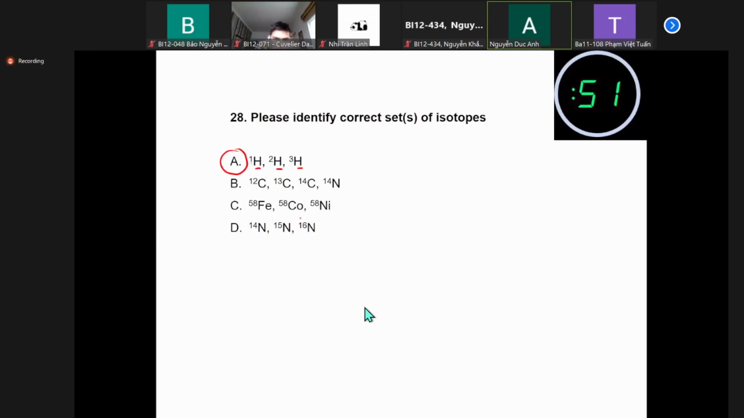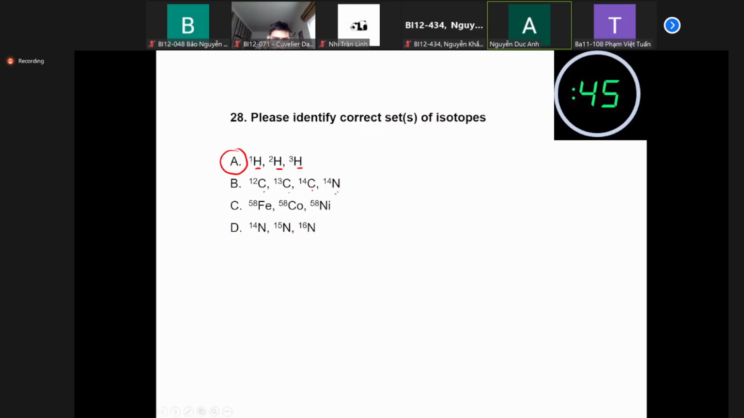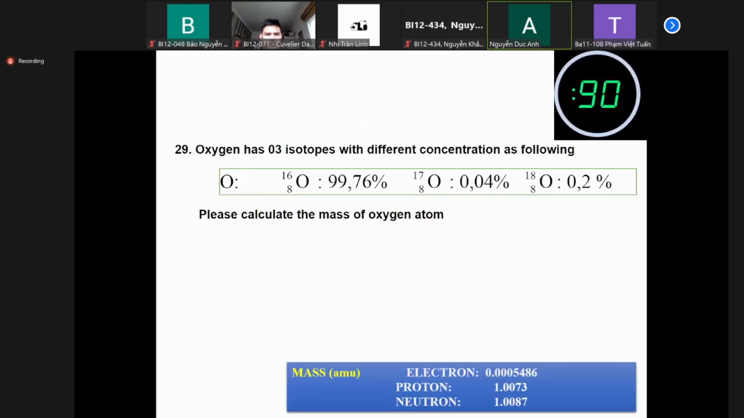Okay. The second one, carbon, carbon, carbon, and nitrogen. Okay, so they are different, so they are not isotopes. They are different elements. Okay, the same for the C. And for the case of D, you have nitrogen, nitrogen, nitrogen, and different mass numbers. Okay, so A and D will be the right answers. Next one.